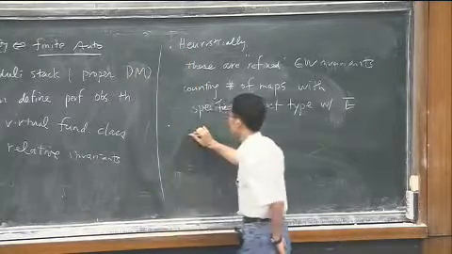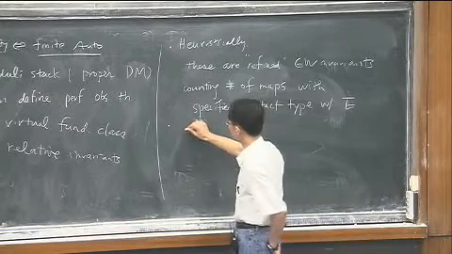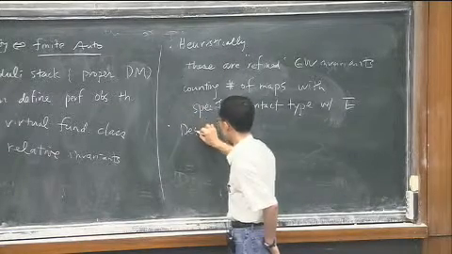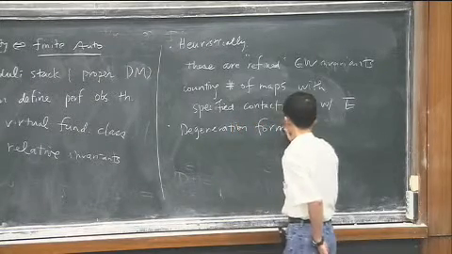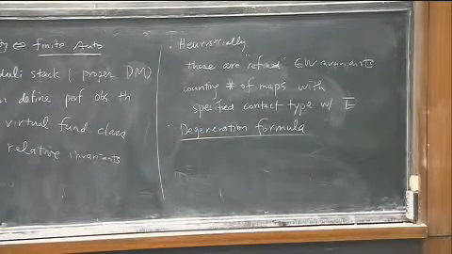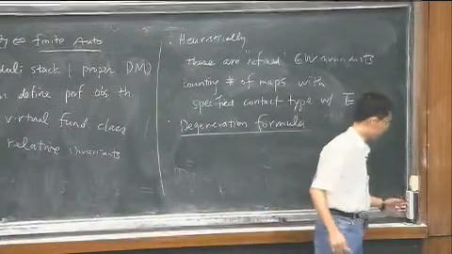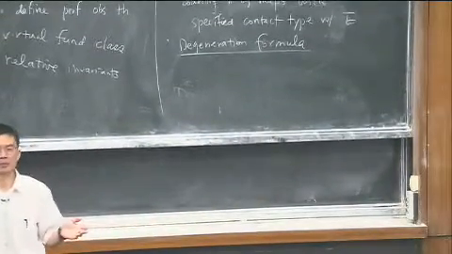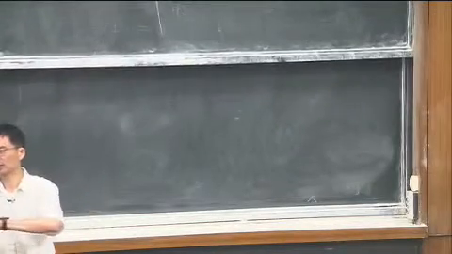But really, this is one motivation. Another motivation is that I can use this to state the degeneration formula. The degeneration formula has been used a lot in algebraic geometry, right? If I have a family and it degenerates, then I want to be able to study my variety by its degeneration.